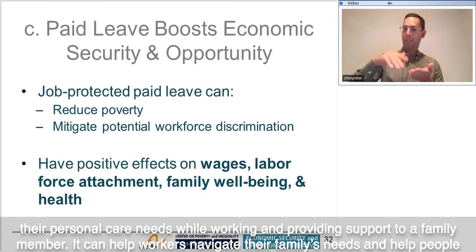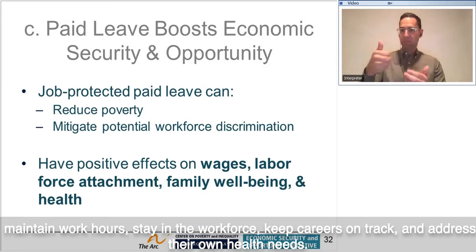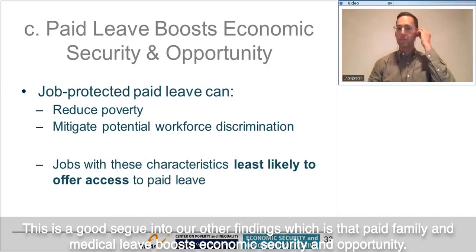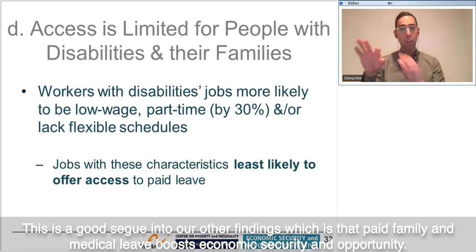It can help workers navigate their family's needs and help people maintain work hours, stay in the workforce, keep careers on track, and address their own health needs. This is a good segue into our other finding, which is that paid family and medical leave boosts economic security and opportunity.